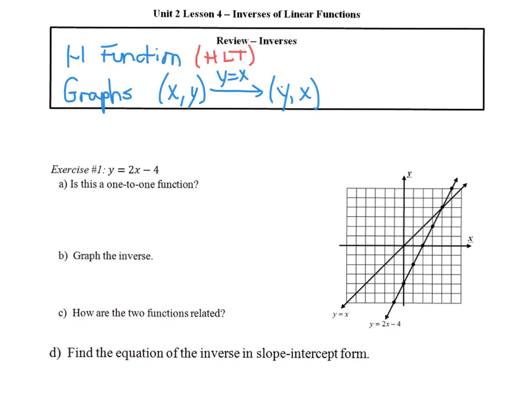In exercise number 1, we have the equation y equals 2x minus 4. You'll notice that the graph of this function is right here. Now we've also graphed the line y equals x so that we can see that y equals 2x minus 4 will be reflected over that line y equals x. But before we get to finding the inverse, let's identify the fact that y equals 2x minus 4 is a one-to-one function. So we're going to say yes, it is one-to-one. We know that it is one-to-one because it passes the horizontal line test.